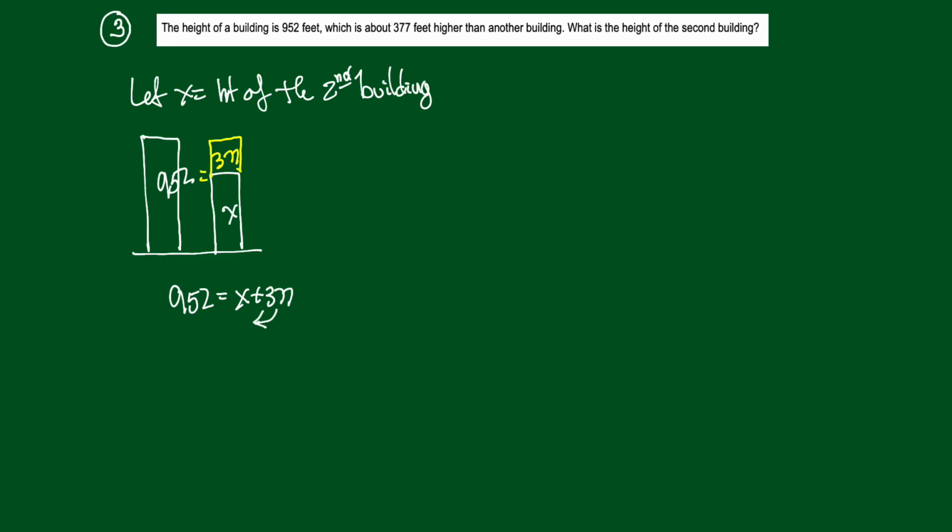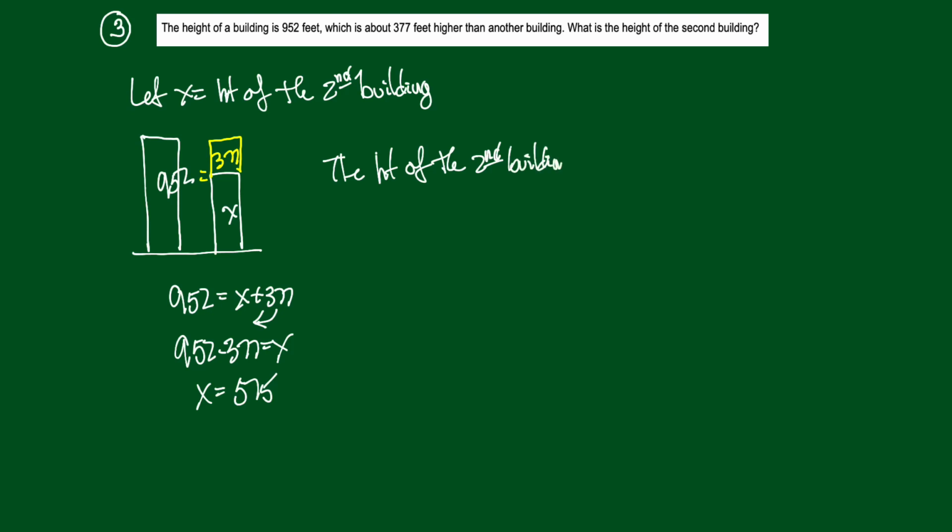So let's subtract that. So we'll get 952 minus 377. That's our x. So x turns out to be 575. Now, this is not the answer, right? That is not the answer. What we are asked is, what is the height of the second building? So I'm going to say this. The height of the second building is 575 feet. That's how I'm going to answer the question.